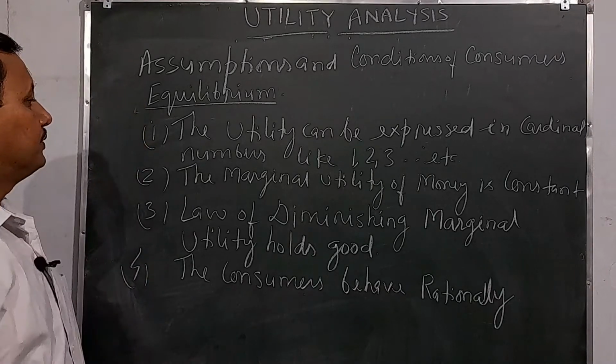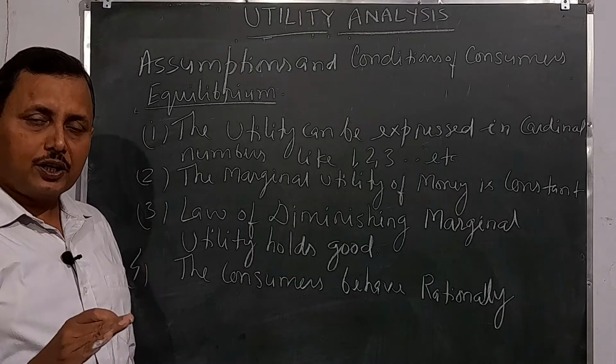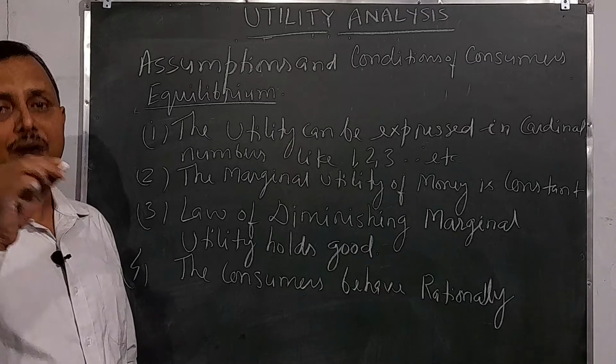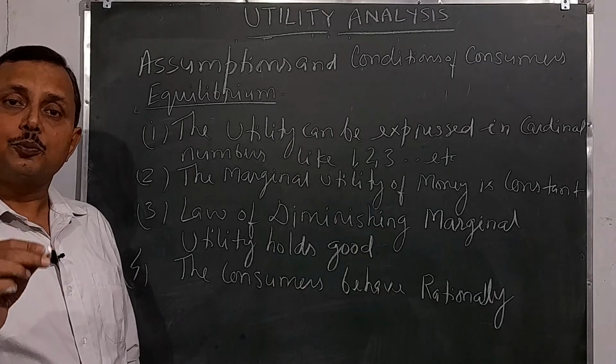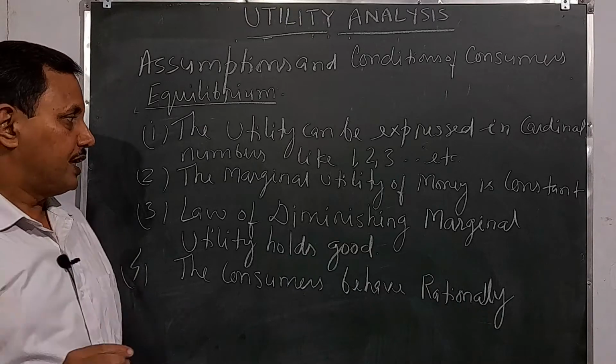Second assumption, the marginal utility of money remains constant. Marginal utility of money doesn't change. If marginal utility of the first rupee is 5 utils, then the fifth rupee is also 5 utils. It doesn't decrease, it remains constant.